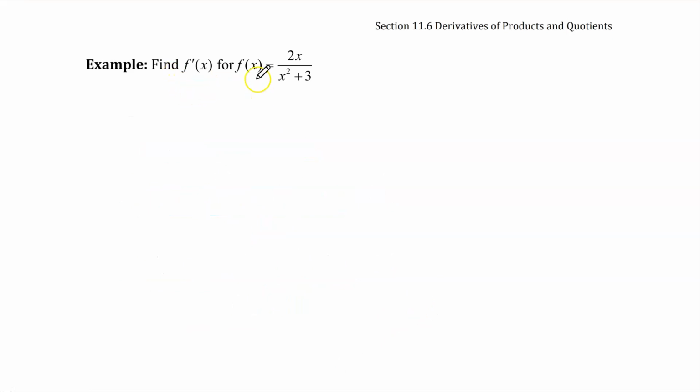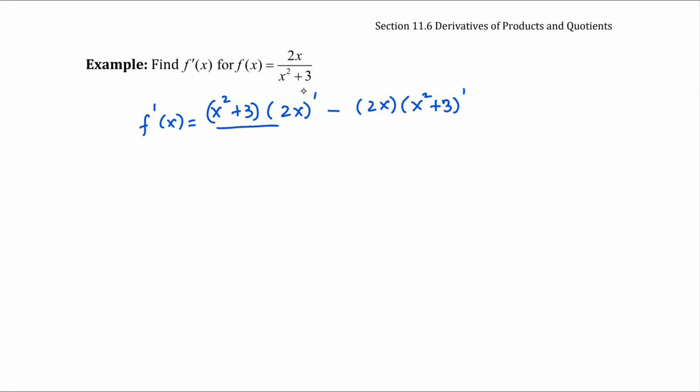Find the derivative for the function f of x equal to 2x over x squared plus 3. F prime of x is equal to low, so that's x squared plus 3, d high, derivative of 2x prime, minus high, 2x, times the derivative of the denominator, d low, x squared plus 3 prime, divided by low squared, x squared plus 3 squared.